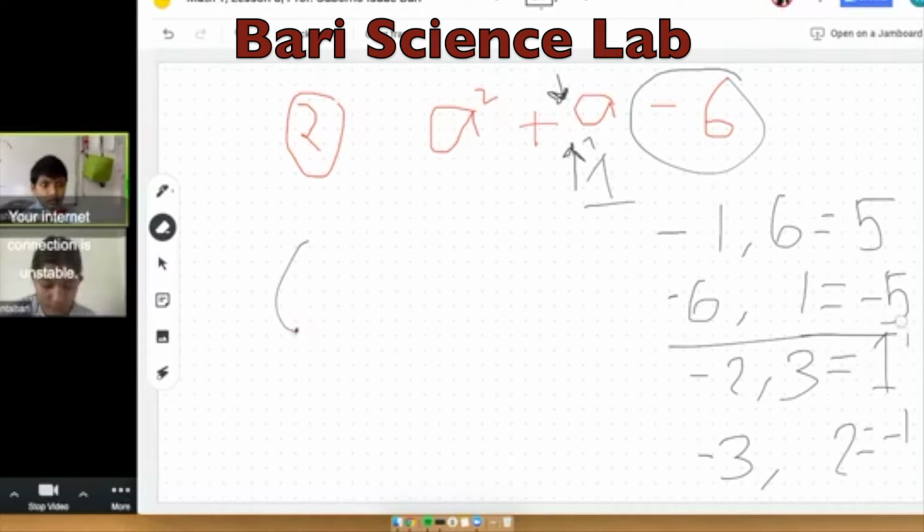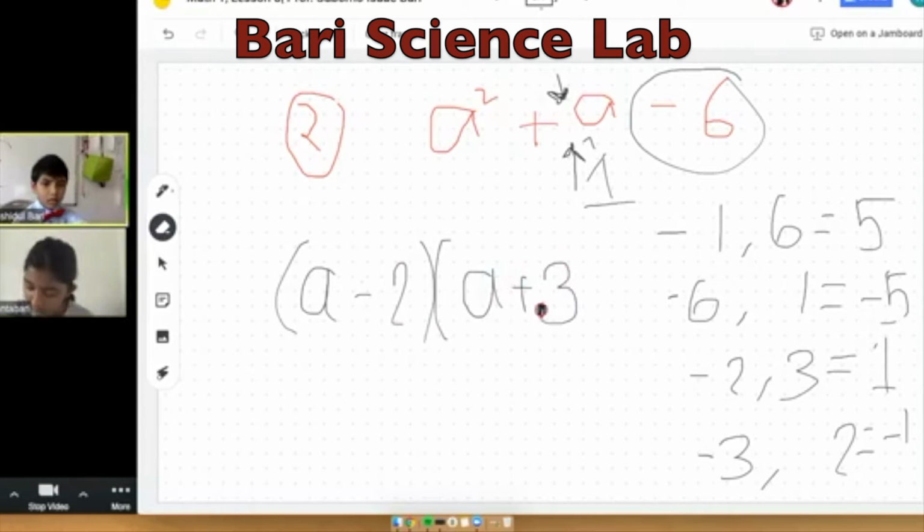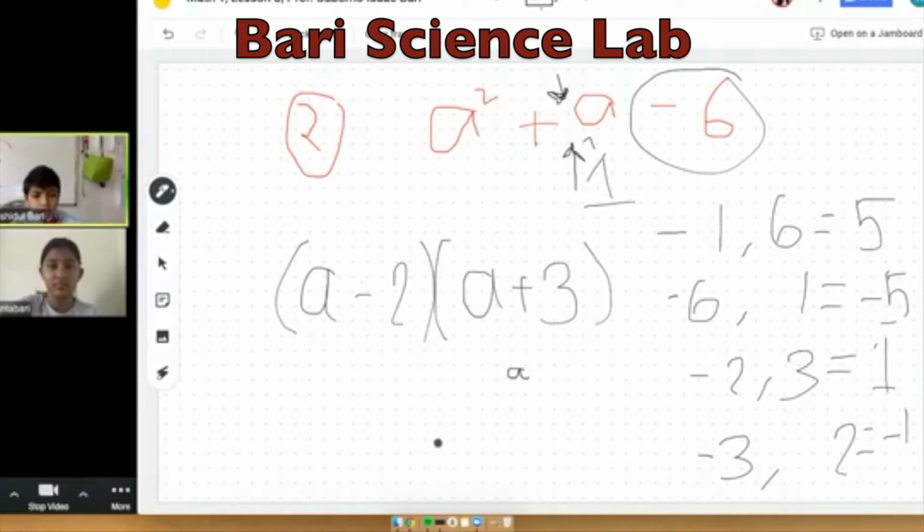So now you just do it this way. Oh wait, sorry, it's a minus 2, and a plus 3. So why don't you find the 2 possibilities for A? Because somebody forgot to set everything to 0. So, what are the two possible values for A?